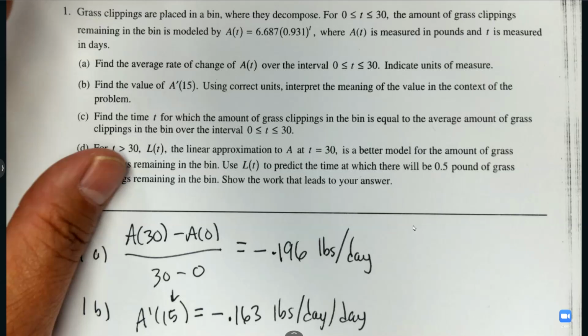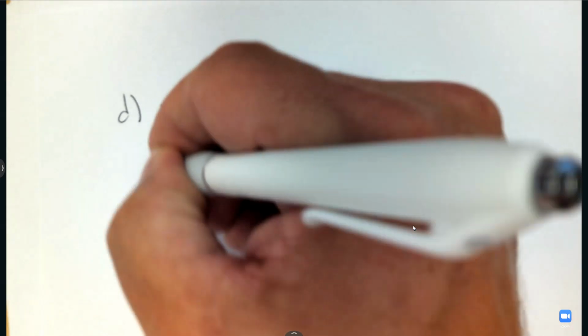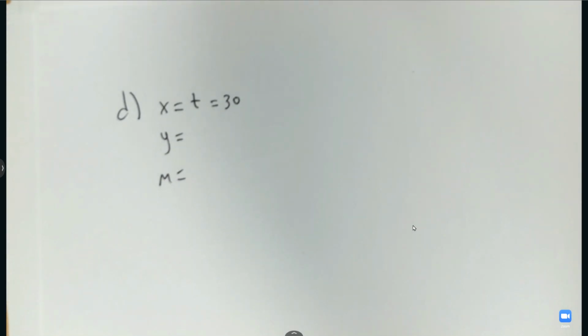So we need to do a linear approximation, a tangent line. In this case, we would normally write down x, y and the slope. But instead of x, they use t, so we're going to use t. And in this question, it says t is equal to 30. To find what y equals, we're going to plug 30 in and go A at 30. That's going to give me my slope.